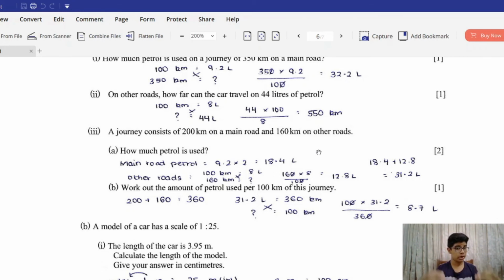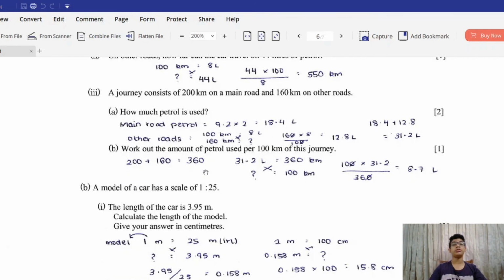That's part 1. Moving to part 2, we're going to calculate how much was used on other roads. Other roads, we're going to take 160 times 8 over 100, and we get that the amount used is 12.8 liters. That's part 2. Now the total amount of petrol used, add the two together. 18.4 plus 12.8 is 31.2. That's the amount of liters of petrol they use for this journey.